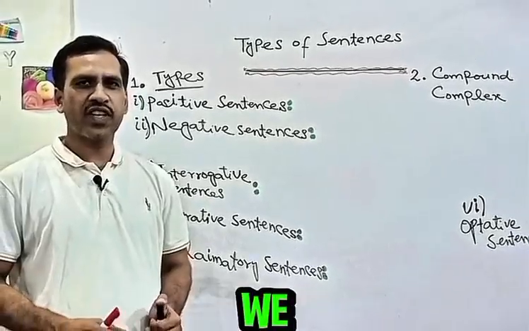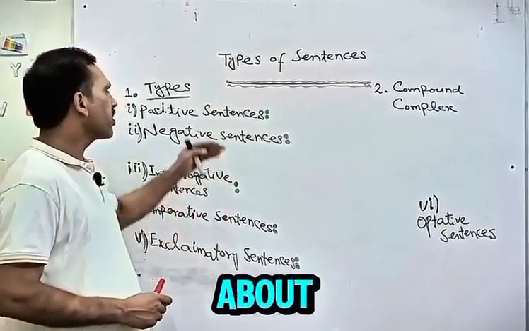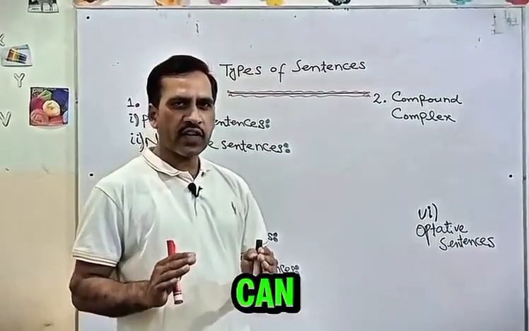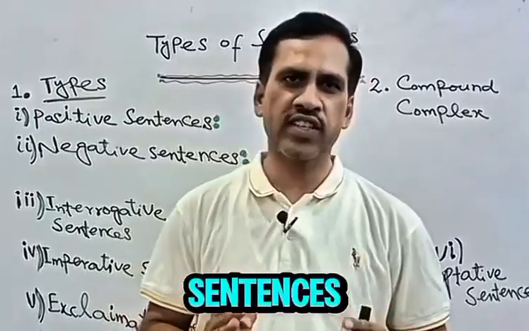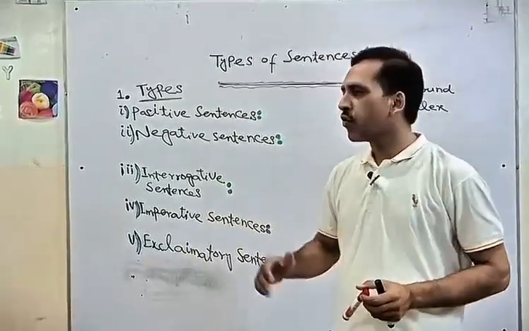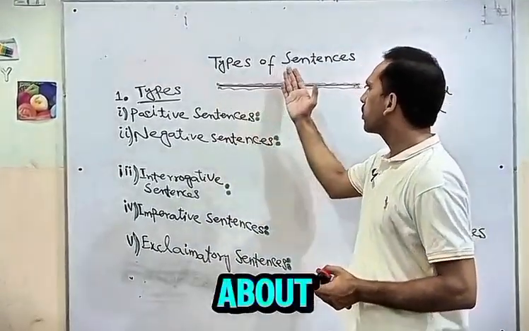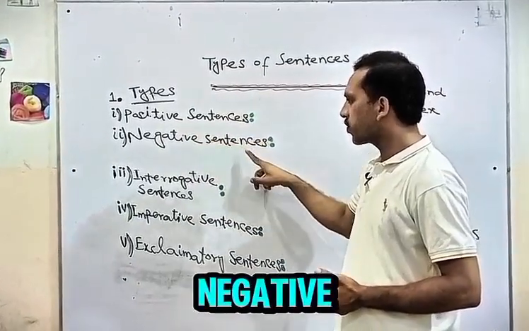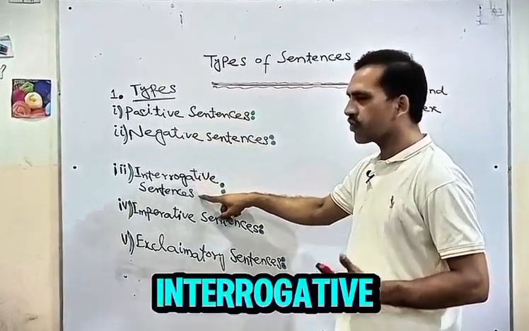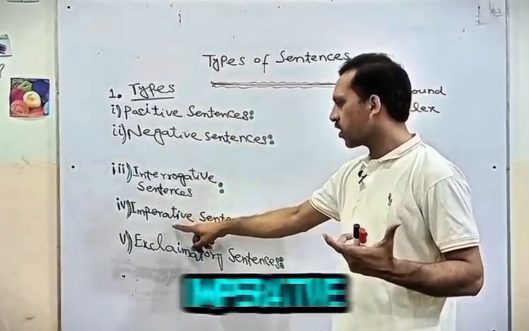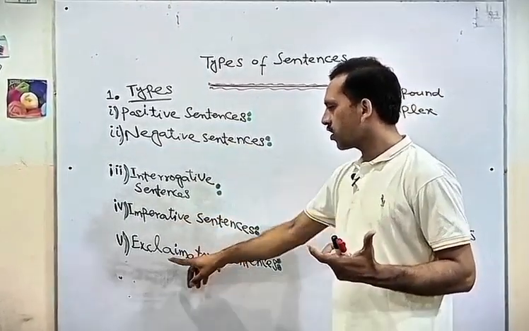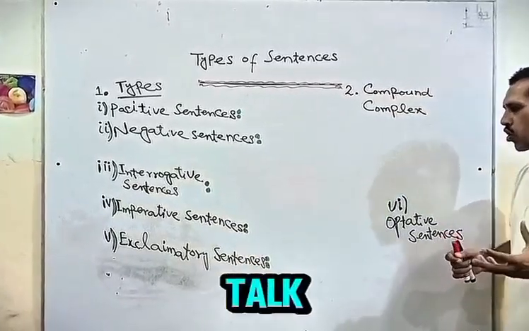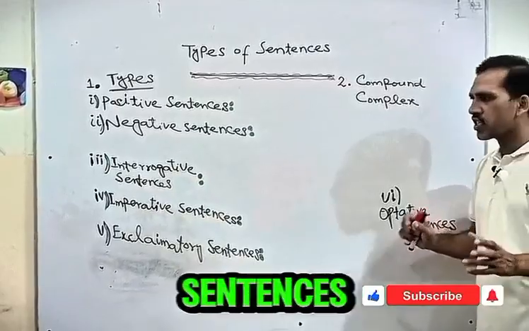In this class, we will talk about types of sentences. We can divide types of sentences into two categories. The first category is positive sentences, negative sentences, interrogative sentences, imperative sentences, exclamatory sentences, and at the end we will talk about operative sentences.